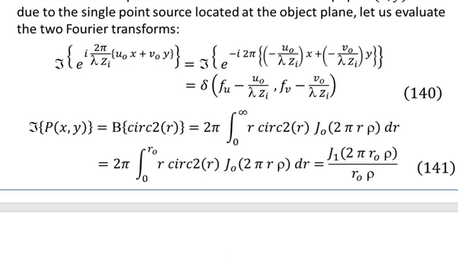And similarly, the Fourier transform of the pupil function is equal to the Bessel Fourier transform of the circ function as a function of a radius r. And you know that we have already computed this quantity many times. Look at the previous and the initial slides to find out the detail of this equation number 141. And the final result that we have shown is J1 with an argument of 2 pi r naught rho, over r naught rho.